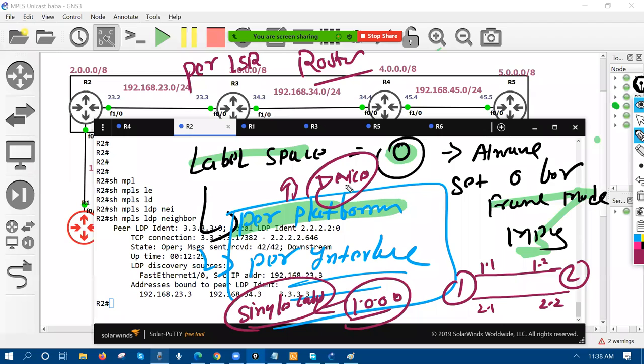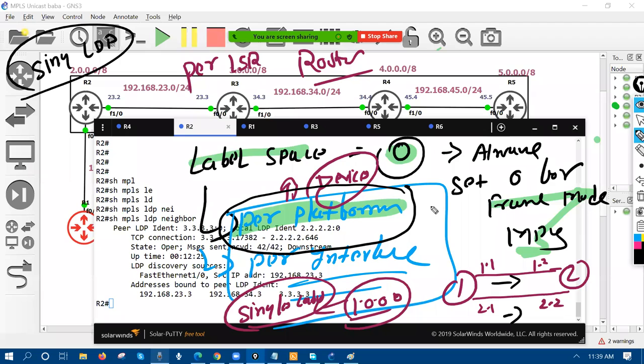In per platform, I'm going to form a single LDP label, doesn't matter how many links you have connected. It is always recommended to use the per platform, and by default the per platform is enabled. Label space zero represents that you are enabled with the per platform label space. The benefit of per platform is that it does not use so much memory. In per interface, it has to use so much memory. That's why we are using the per platform label space.